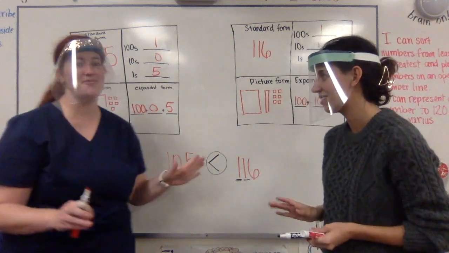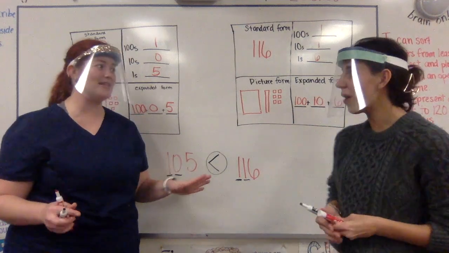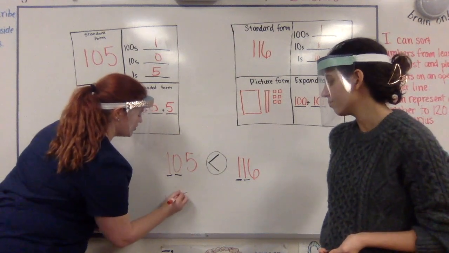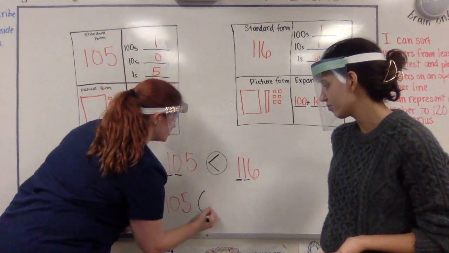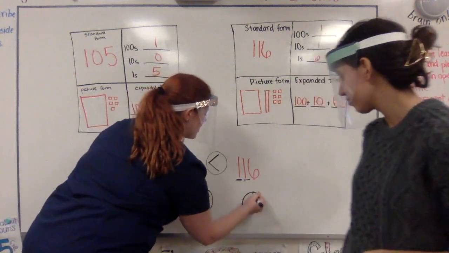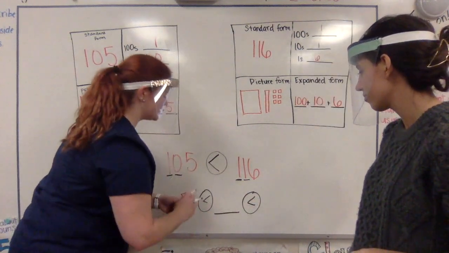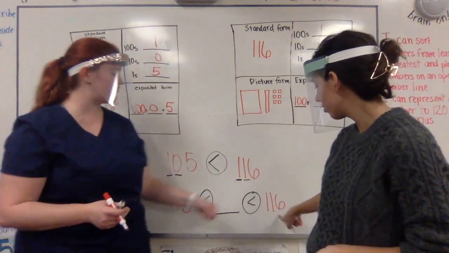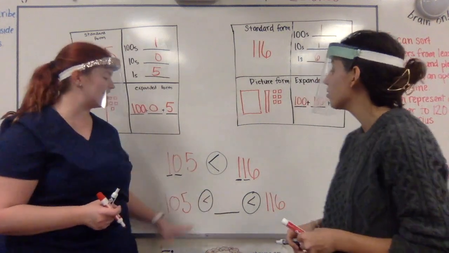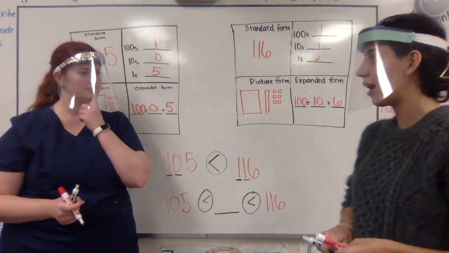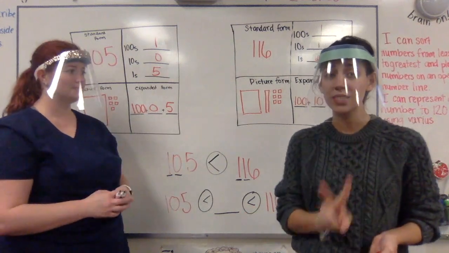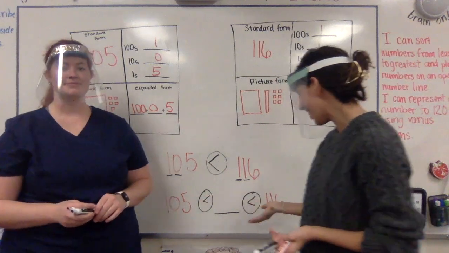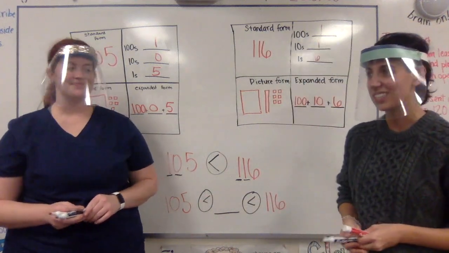Okay. Do you remember when we were generating numbers before? That means coming up with a number. What if I gave you this problem and I wanted you to come up with a number that would make this statement true? So it's a number that has to be in between 105 and 116. Oh, well, I know whatever number I pick, I'm going to have to do 2 separate problems for it. So I'm going to have to make sure it's greater than 105 and less than 116.